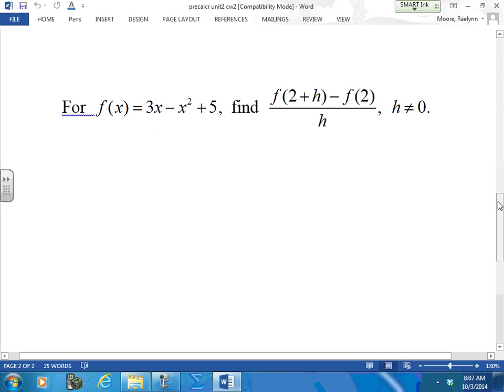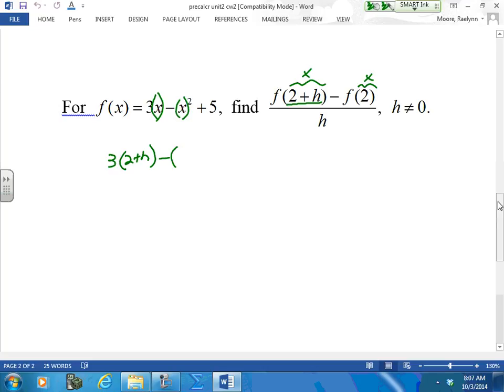Okay, a little bit messier. Let's take this. This is my x. Put parentheses wherever you find x. My function f has 3 terms in it. 2 of them contain an x. So when I substitute in, I have to substitute into both x's. So the first time, what am I substituting in? 2 plus h. So I've got 3, 2 plus h, minus, parentheses, 2 plus h squared, and then the rest of my function plus 5.